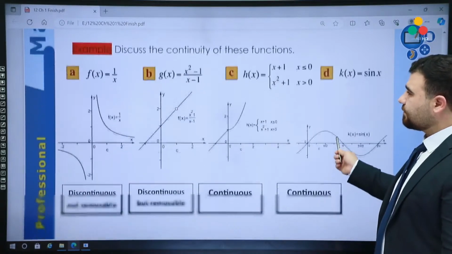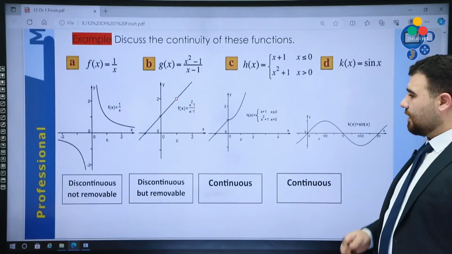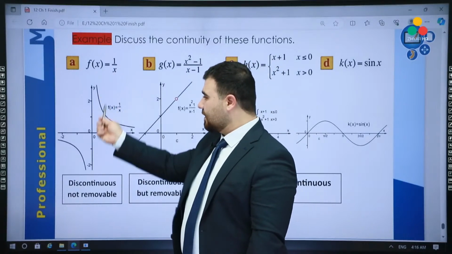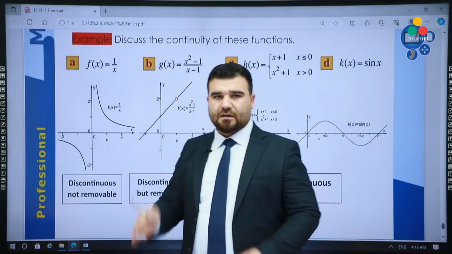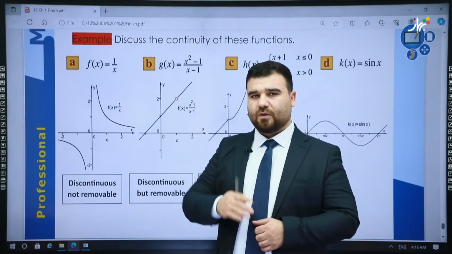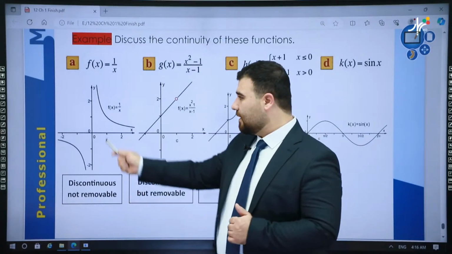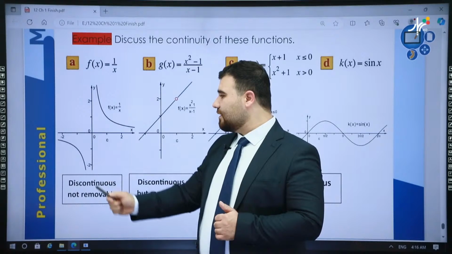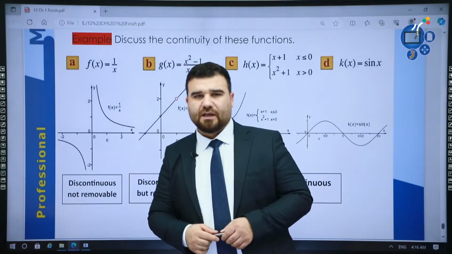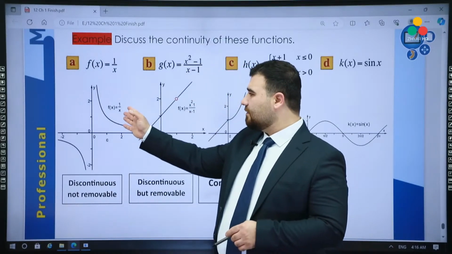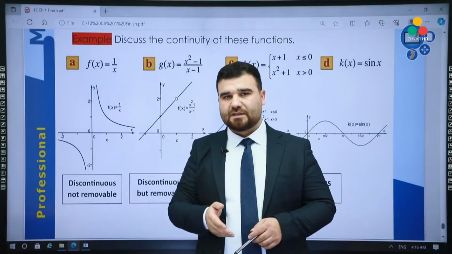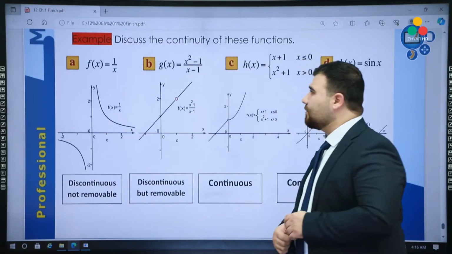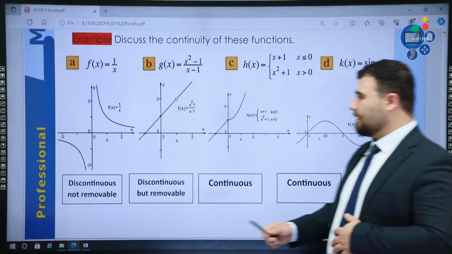In this example, we have 4 functions. Let's discuss the continuity of them. 1 over x. The graph of 1 over x is like this. The graph is like broken at 0. One piece goes up, one piece goes down. Then it is discontinuous at 0. And this discontinuity point is not removable. It means we cannot simplify this fraction to get rid of x. Then it's not removable.